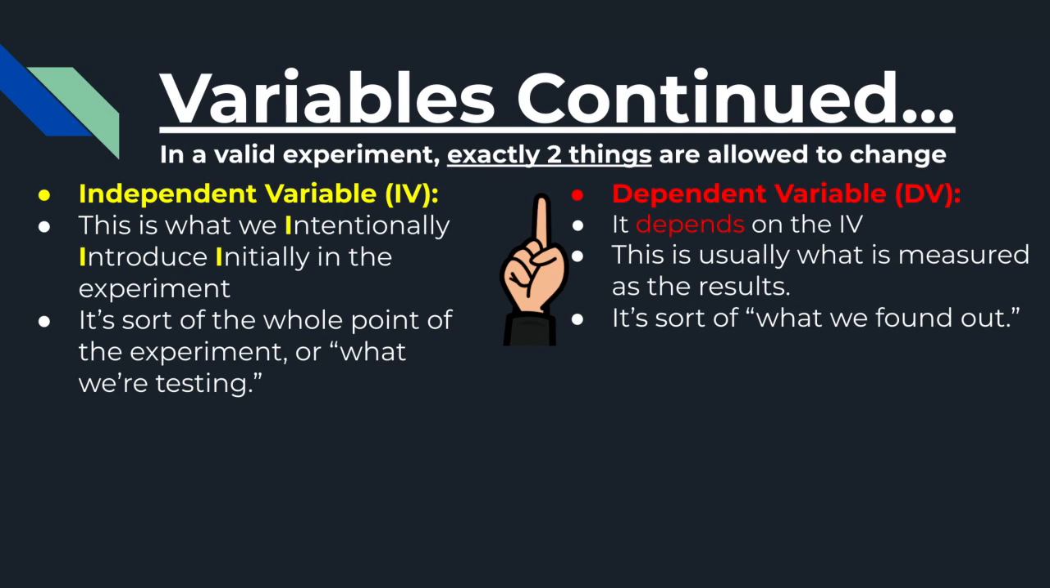So the dependent variable is typically included in your results portion of the experiment. And if we were to simplify it a bunch, it would be basically what we found out. The dependent variable is what we found out when we introduced the independent variable first.